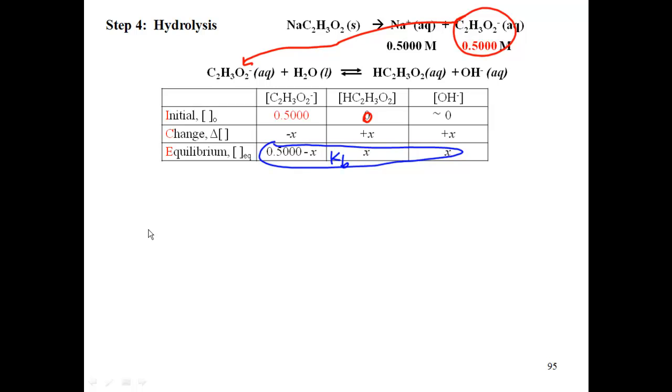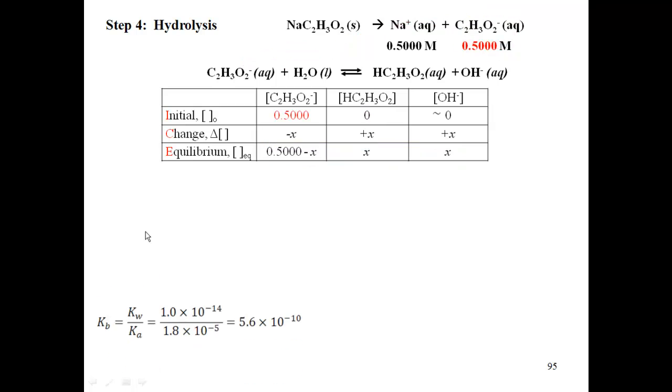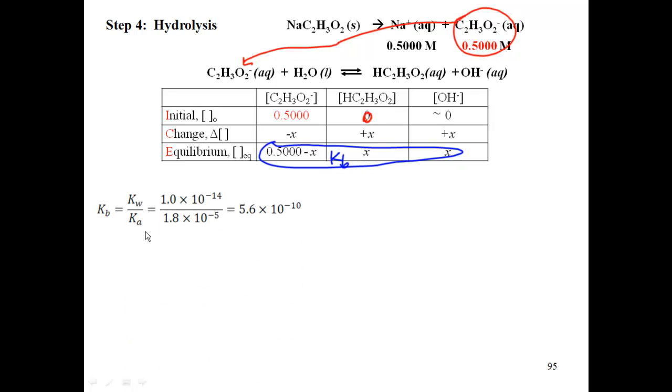Kb. They're a Kb problem. Remember, in the problem they gave us initially what? Ka. So what am I going to have to do from here to get from Kb to Ka? I'm going to have to go through Kw. So Kb is equal to Kw divided by Ka, which is 1 times 10 to the negative 14th divided by 1.8 times 10 to the negative 5th, which gives me 5.6 times 10 to the negative 10th.